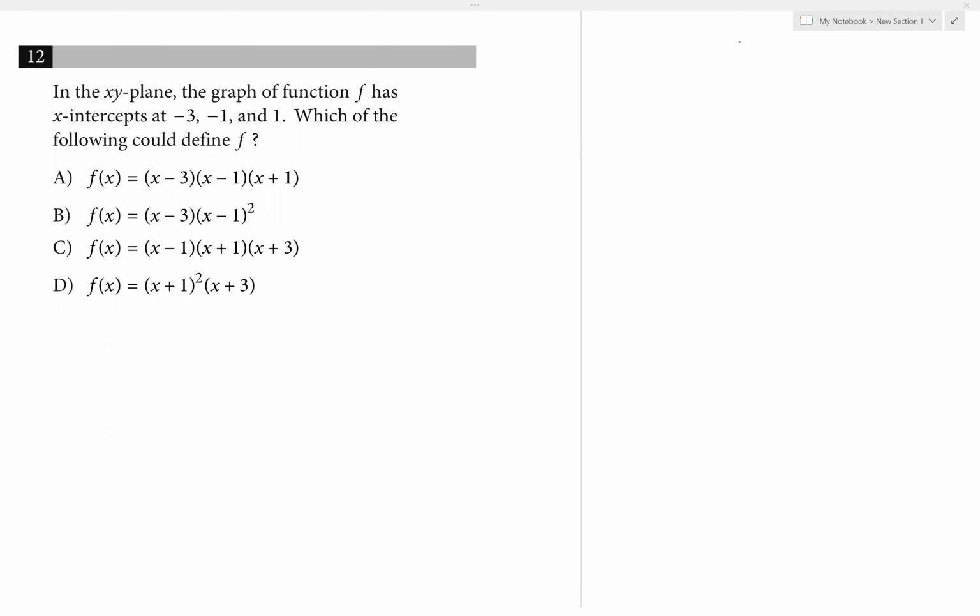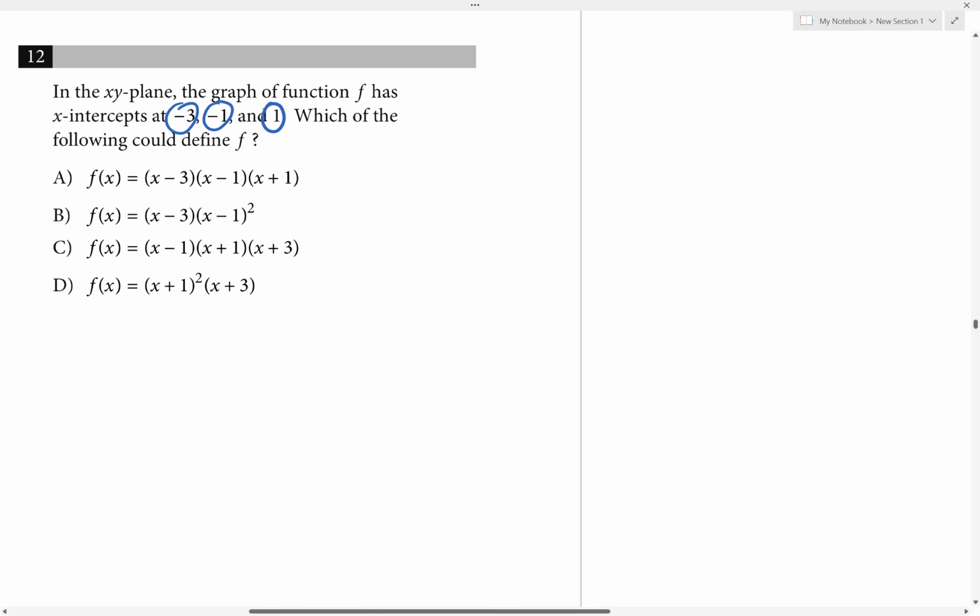All right, number 12. In the xy plane, the graph of function f has x-intercepts at -3, -1, and 1. Which line could define f? Okay, so they told us the x-intercepts of the function are -3, -1, and 1.